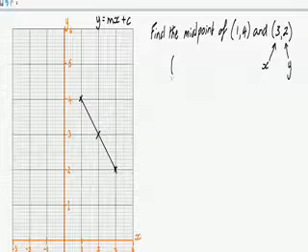So it's a 2 on the X-axis and it's a 3 on the Y-axis. Okay, that's as difficult as it gets.